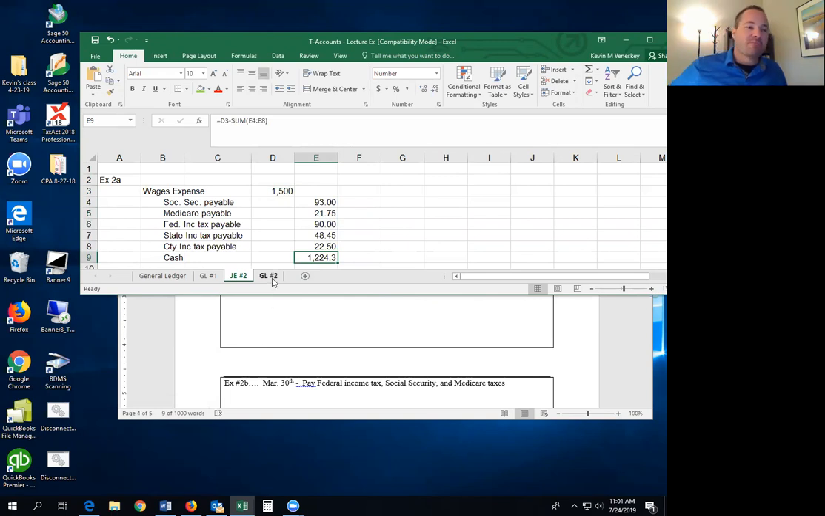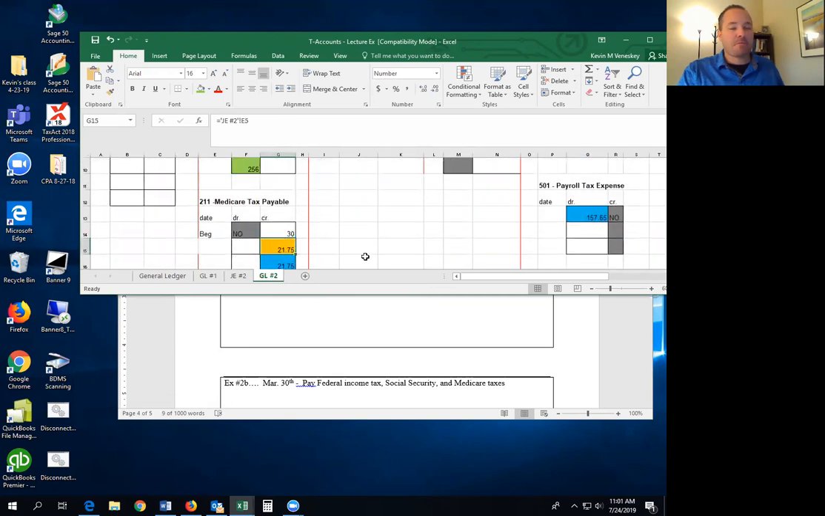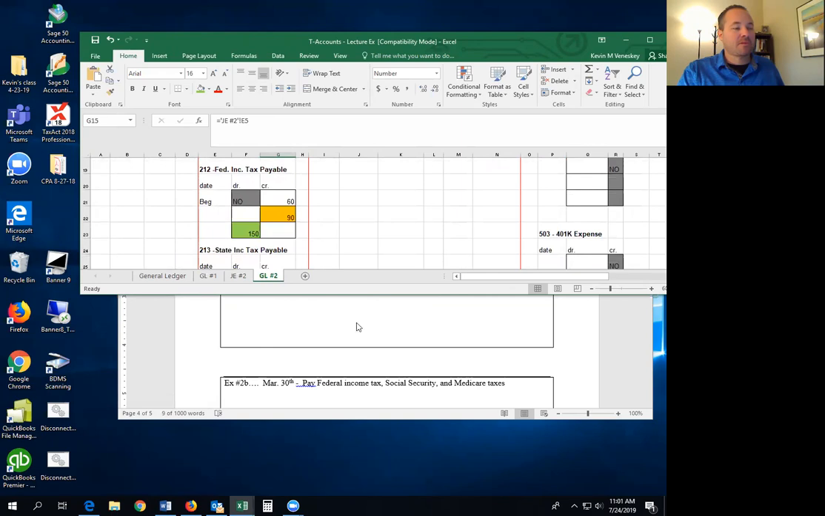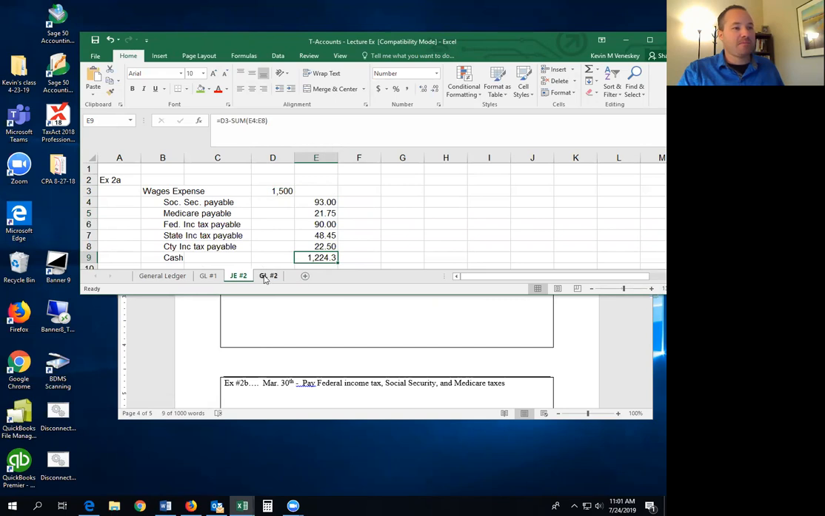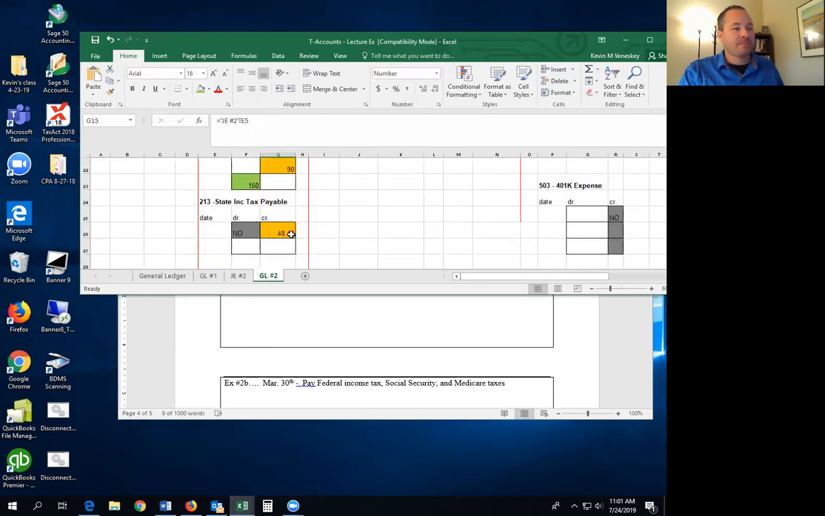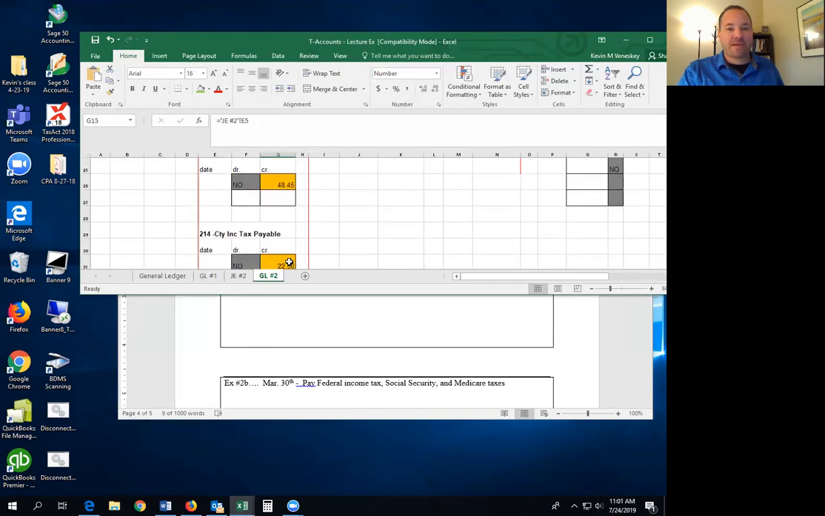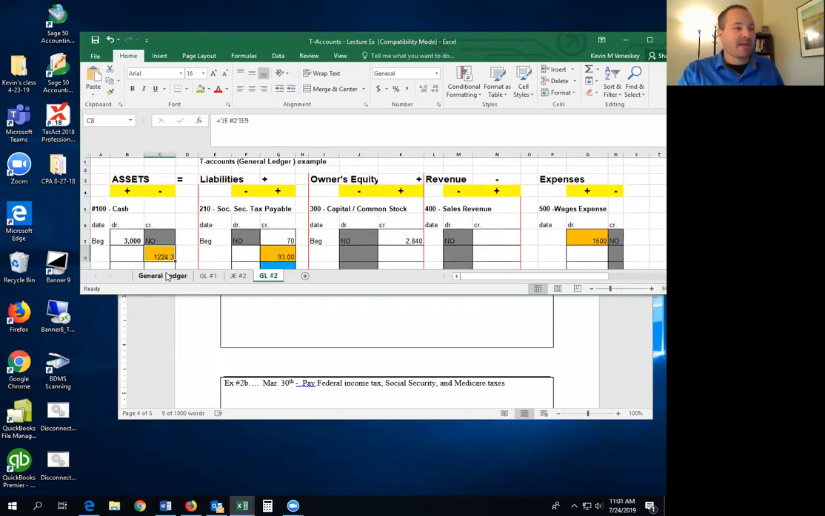And so you should have also at this point had these already in your general ledger. So the wage expense of $1,500, and then our first Social Security tax, $93, and then the Medicare, federal income tax was $90, and $48.45 for the state, and $22.50 for the county. When you add them all up, how much you paid your employee in cash coming out of the account, $1,224.30.